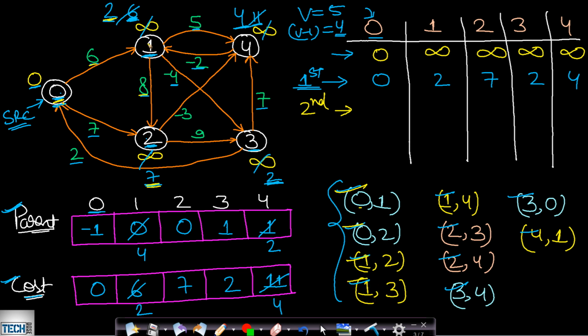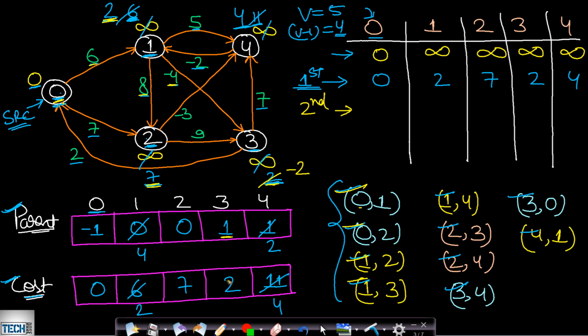For this 1 to 3, the cost will be 2 plus minus 4, which will be minus 2. The already present cost is 2, so this will be replaced with minus 2. Now the parent of 3 is 1. So the already present parent of this 3 is 1, so we will not replace it. Okay.